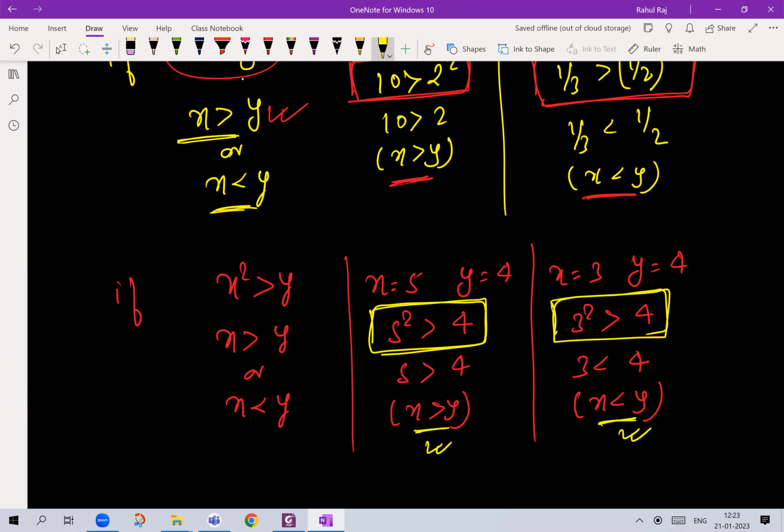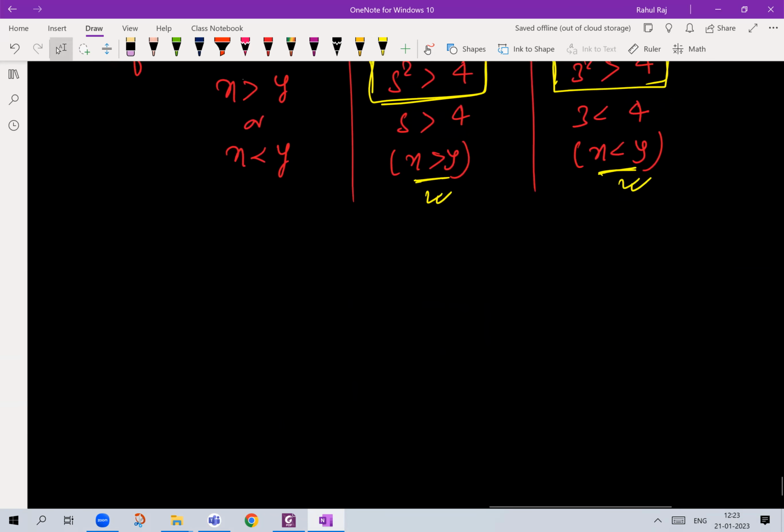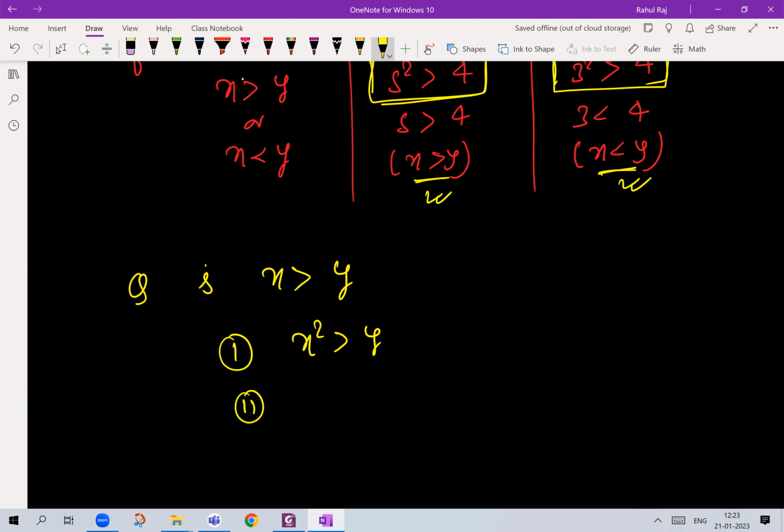Be very sure. Now, imagine how the question would come. Imagine I give you a question: is x greater than y? My option number 1 says x square is greater than y. Option number 2, imagine I write the equation root of y is greater than root of x, greater than y.